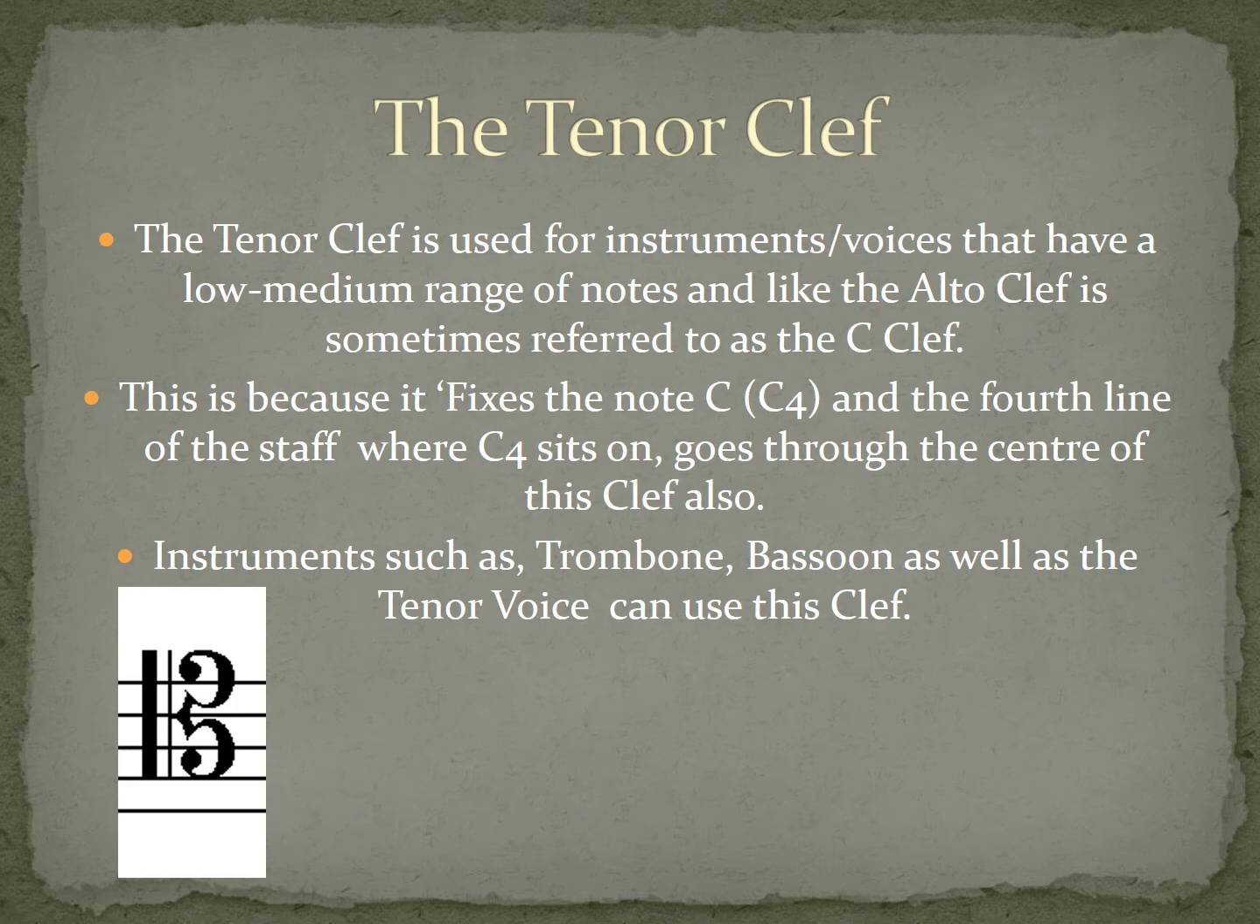The third clef is the tenor clef. Now the tenor clef is used for instruments or voices that have a low to medium range of notes, and very similar to the alto clef, it is also sometimes referred to as the C clef. This is because it fixes the note C4, middle C, to the fourth line this time of the staff where middle C sits on. Again, look at the diagram, you'll see the fourth line up going through the centre of the clef. And instruments such as a trombone or a bassoon, as well as tenor voice, can use this clef.